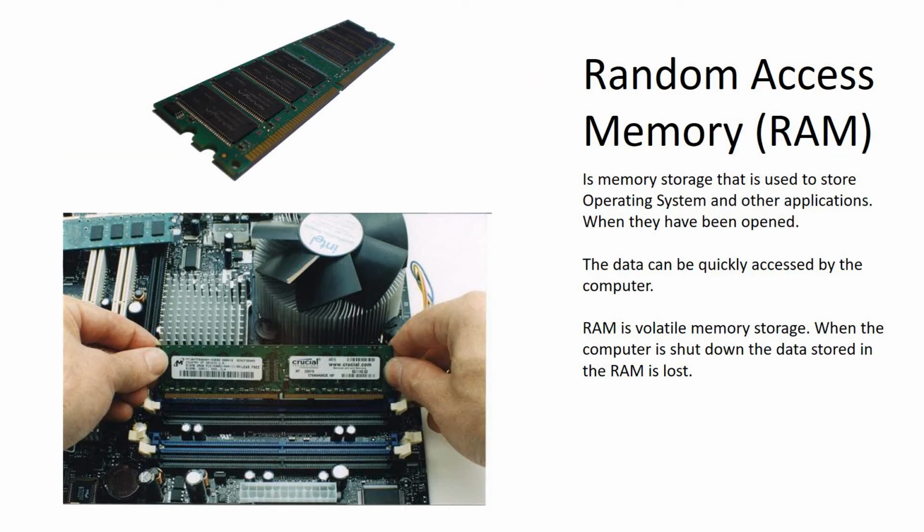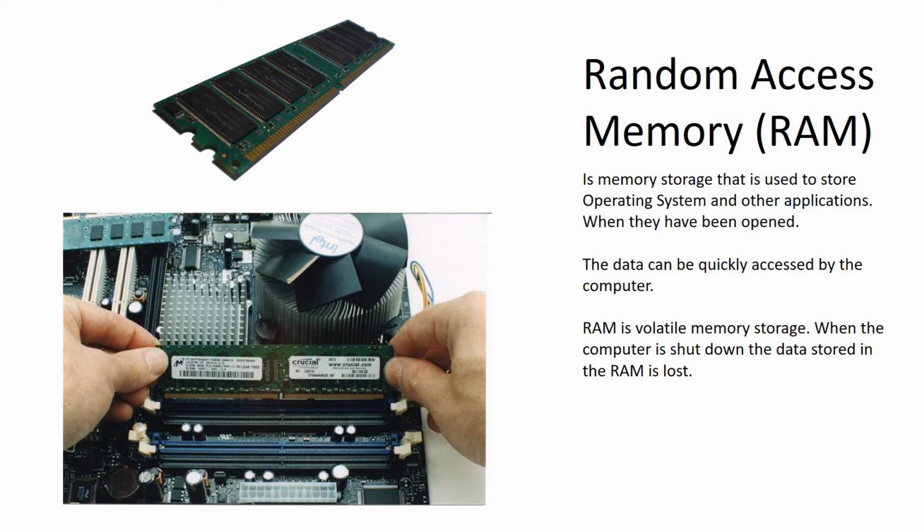Random access memory, RAM, is memory storage that is used to store operating system and other applications when they have been opened. The data can be quickly accessed by the computer. RAM is volatile memory storage. When the computer is shut down, the data stored in RAM is lost. RAM, unlike your hard drive, is fast.